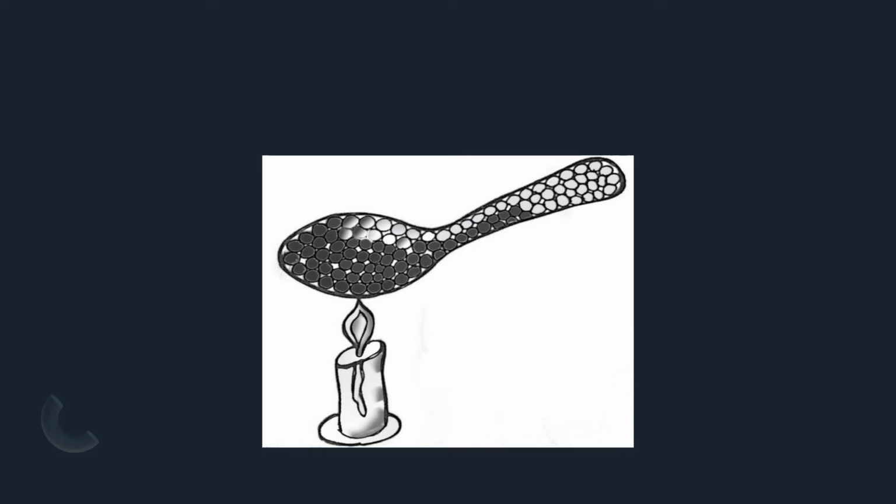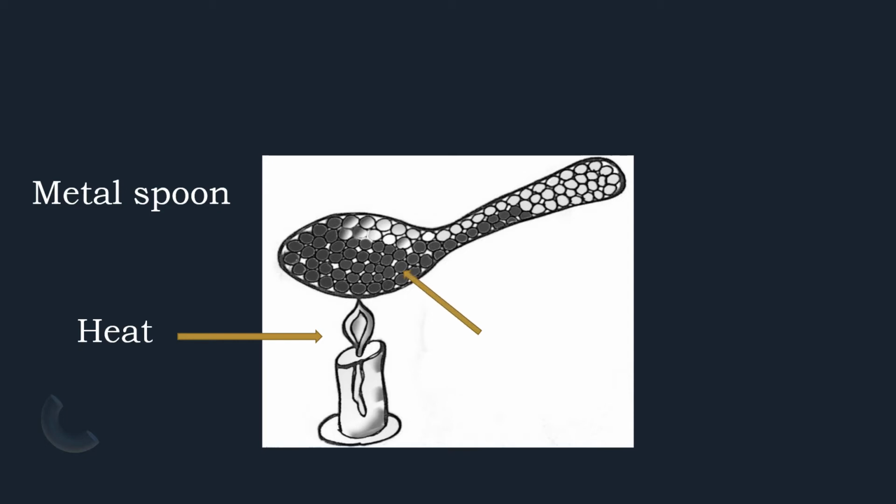Let us consider this figure. It happens when the particles of a solid matter, a metal spoon for example, are heated in one end. The heat will eventually pass through to its cooler end until it reaches the same temperature. This transfer of heat energy into a matter makes its atoms and molecules vibrate even faster.